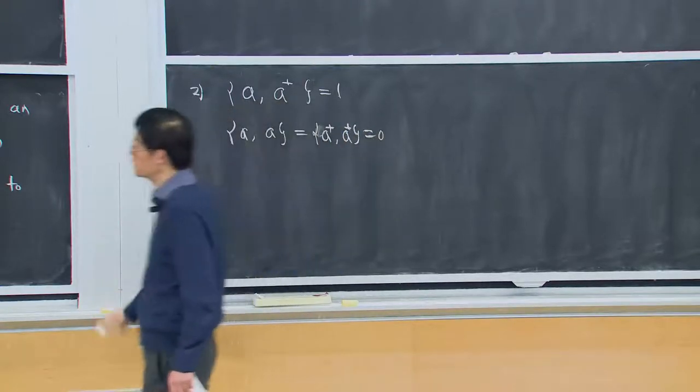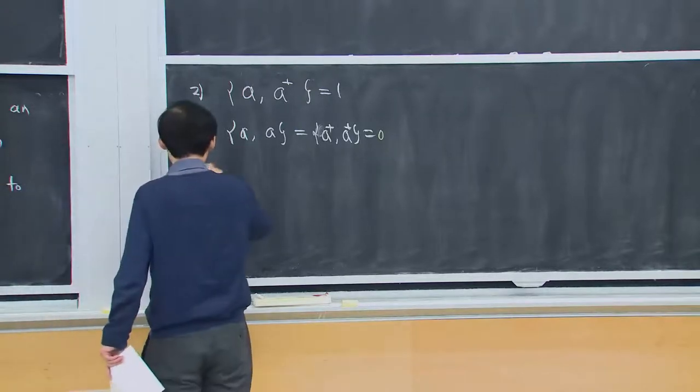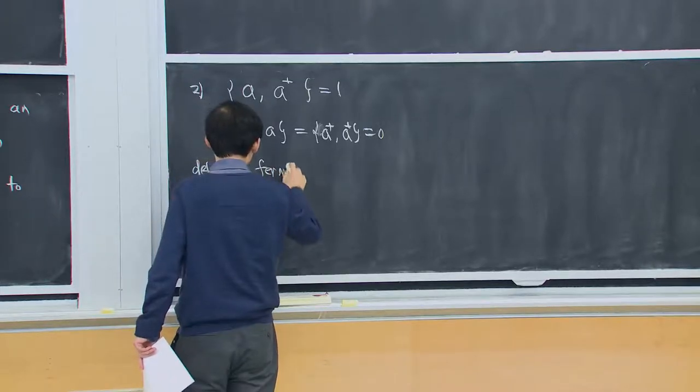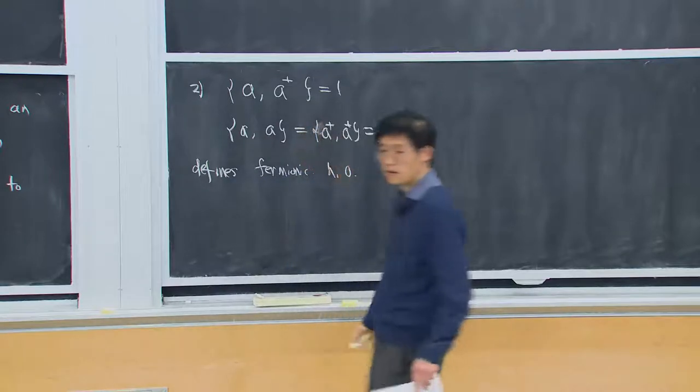So take any set with any choice of k and s, and they satisfy that relation. So this defines a harmonic oscillator, okay?